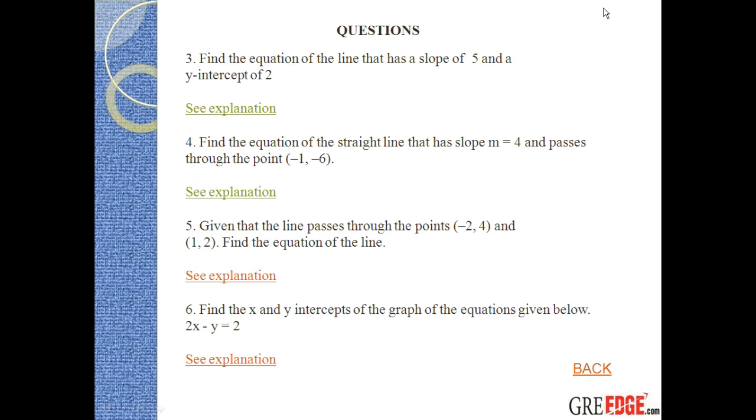Given that the line passes through the points -2, 4 and 1, 2, find the equation of the line. So here 2 points are given, -2, 4 and 1, 2, and we have to find the equation of the line. So we have to use the formula for finding the equation of the line with coordinates of 2 points. Okay. So let's see the explanation.